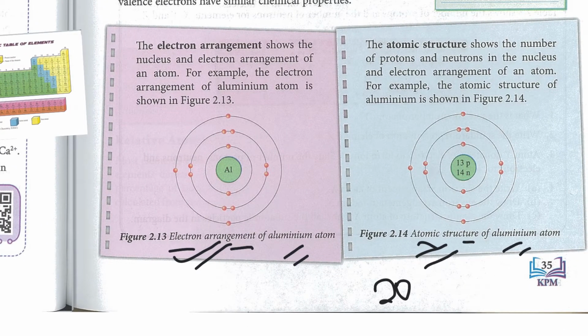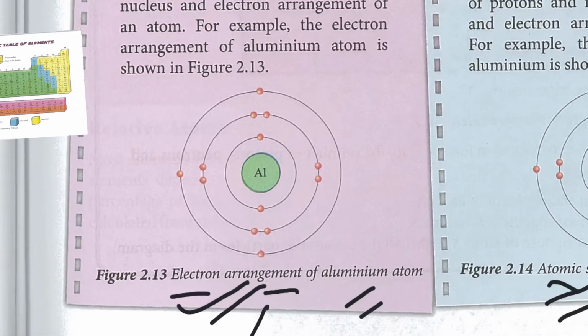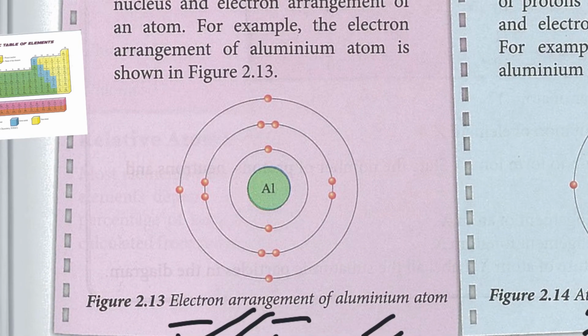These are the two types of drawings that you really need to understand. Okay, first electron arrangement, second atomic structure. So let us look at how to draw an electron arrangement. First thing first is you need to know how many proton number an aluminium atom has. So before we draw, you need to know what the proton number in aluminium atom is.